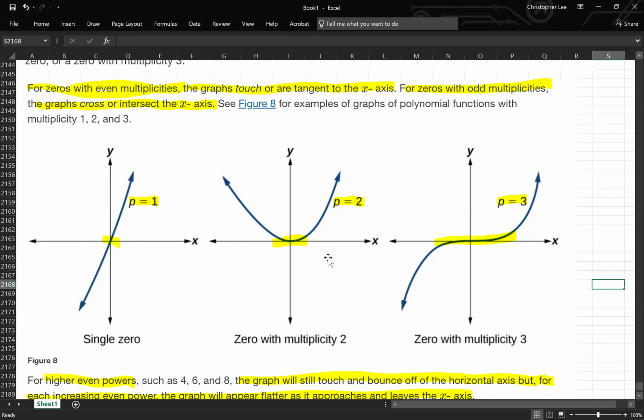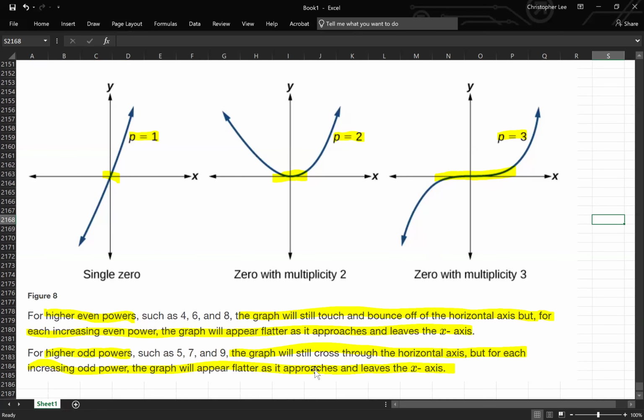Multiplicity 1, a single zero, we're going straight through the x-axis like a line. A zero with multiplicity 2, we're going to touch it and then bounce right off. A zero with multiplicity 3, we're going to go up to it, flatten out a little bit, then keep going. So that's how we're doing it.